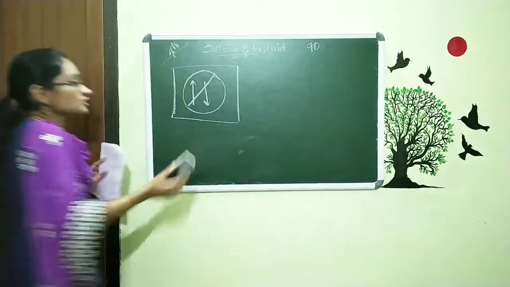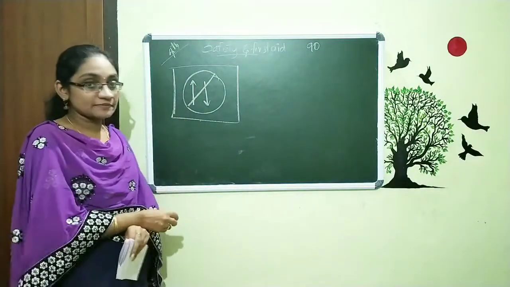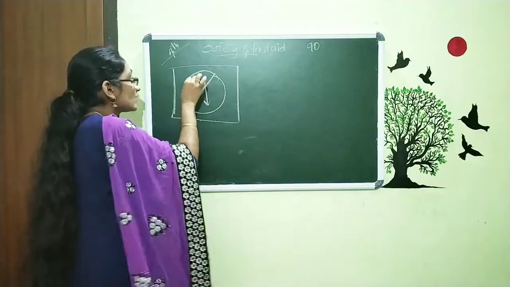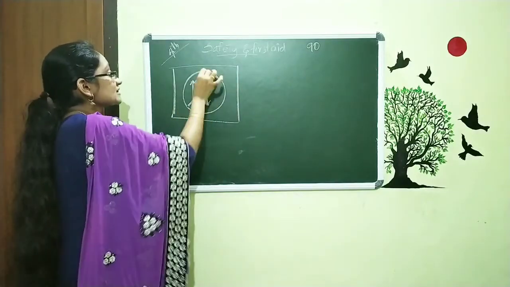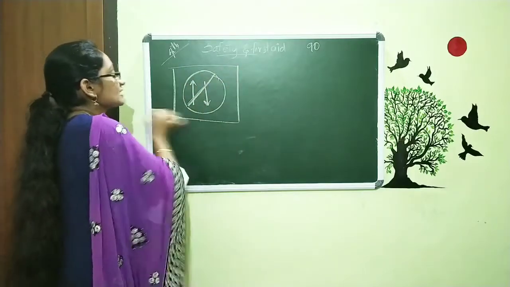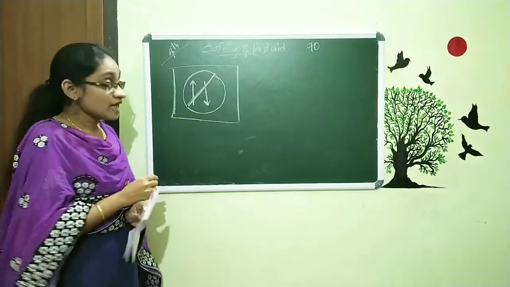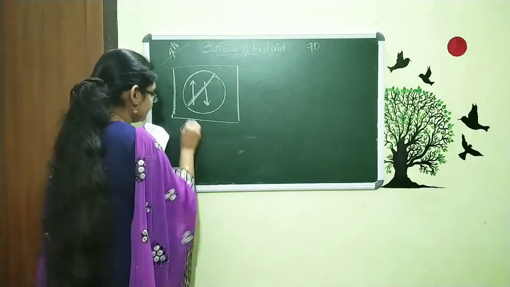Next we want to study some of the traffic signals. This is the first one. You can see here one arrow at the top and one arrow at the bottom, and in a circle a crossed line, and these are all in a square piece. And which symbol is this? This is the one-way sign.